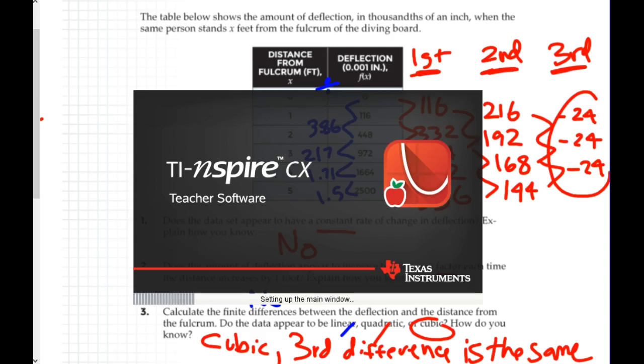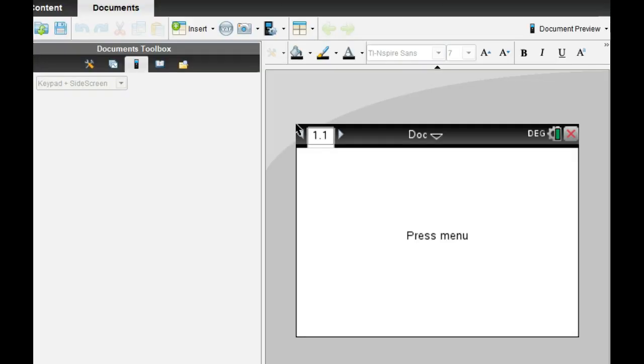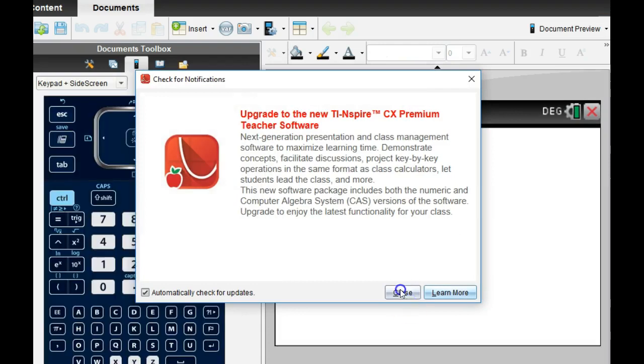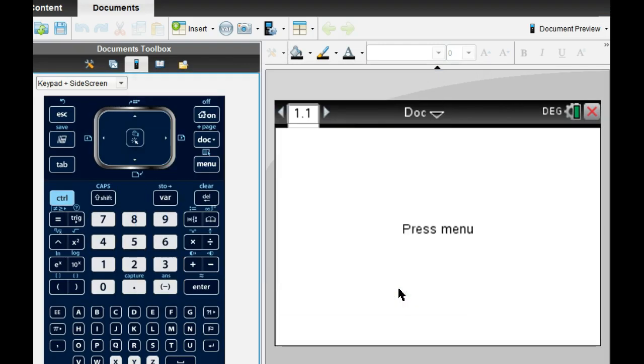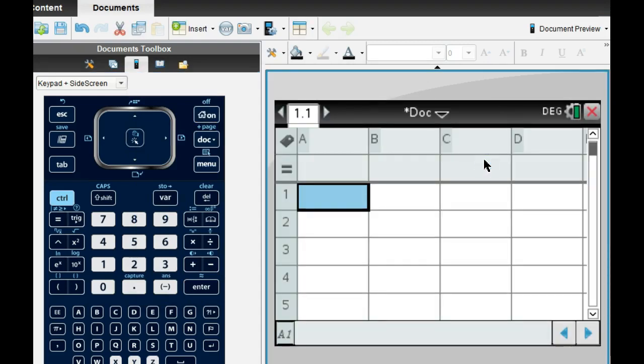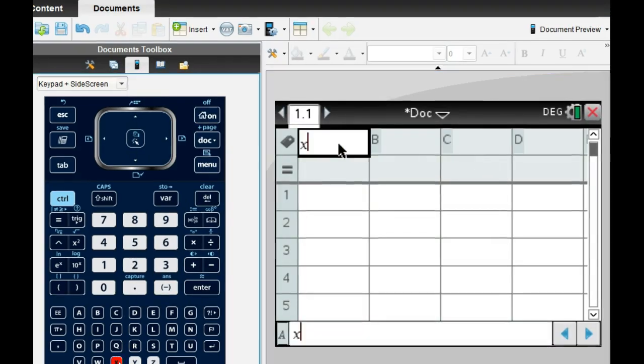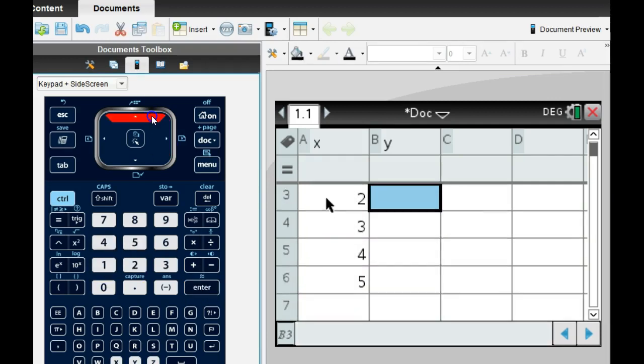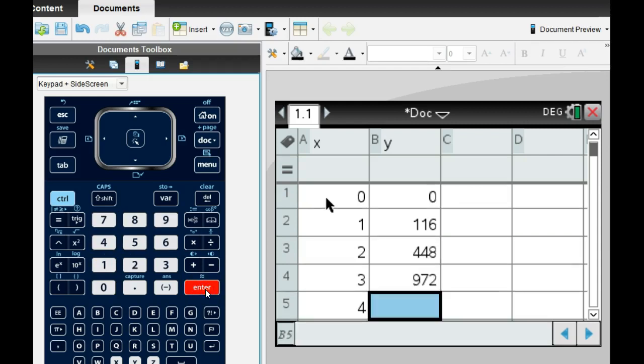By golly, there it is. So, go to lists and spreadsheets. We go over to X and Y, 0 through 5. 0, 116, 448, 972, 1604, and 2500.